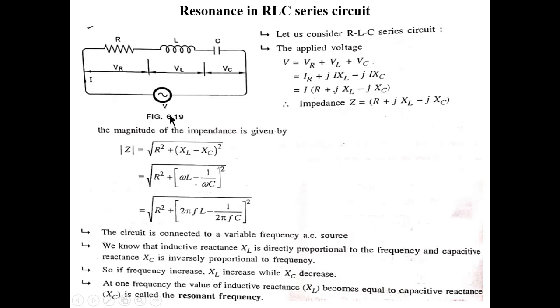By varying the frequency, meaning by increasing the frequency, XL increases whereas XC decreases. So by changing the frequency, at one point we will get XC equal to XL. At that one frequency, the value of inductive reactance becomes equal to capacitive reactance, and it is called the resonant frequency. Now we will derive the resonant frequency equation. During resonance, X becomes equal to 0. X is called the net reactance of the circuit. So X is equal to XL minus XC is equal to 0. By transferring the term, it becomes XL equal to XC.